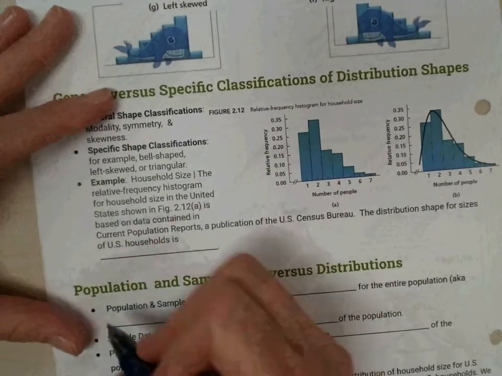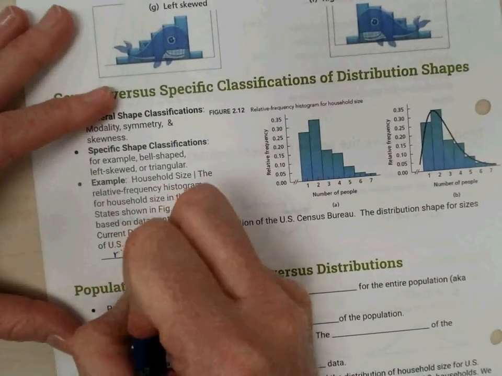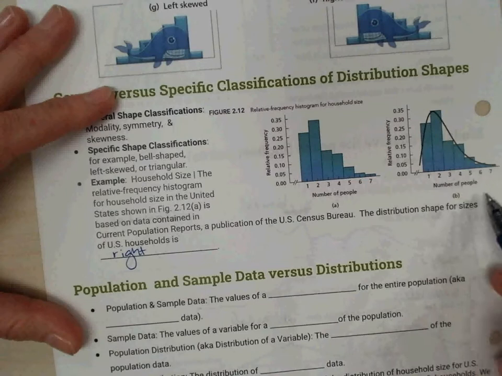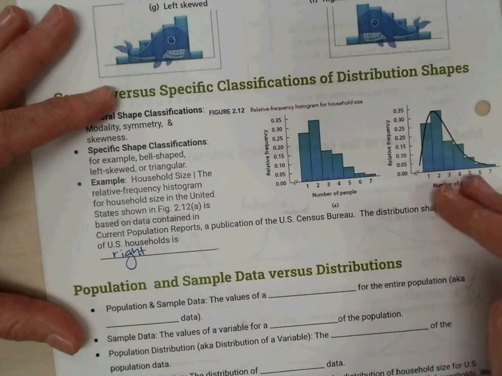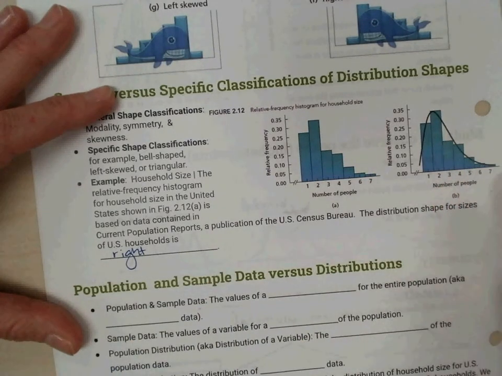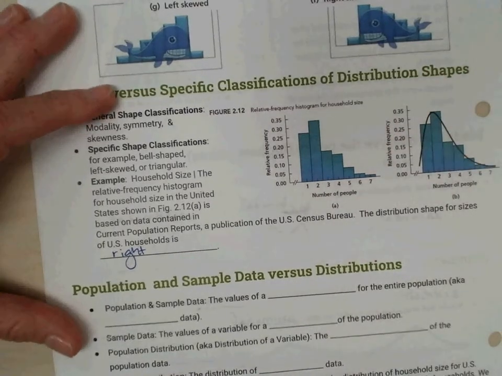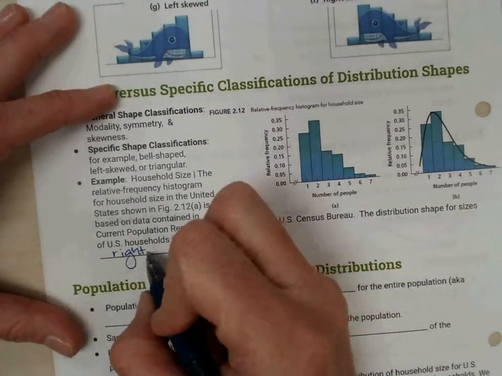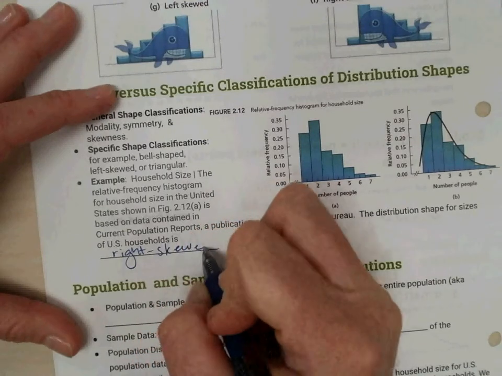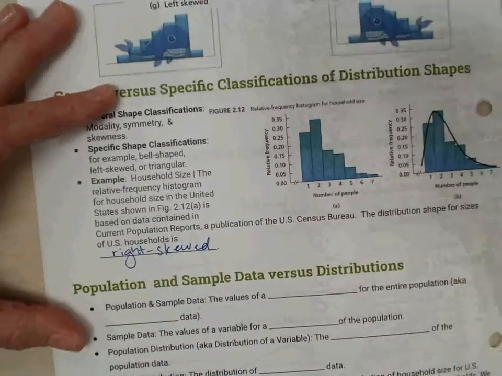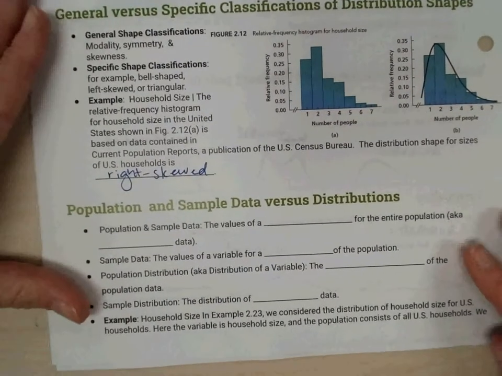Right skewed. Yep, simple as that. It tails off to the right. Notice 7 people per household is not a common occurrence, whereas 2 people per household is the most common occurrence. So right skewed is how we would classify that distribution shape.